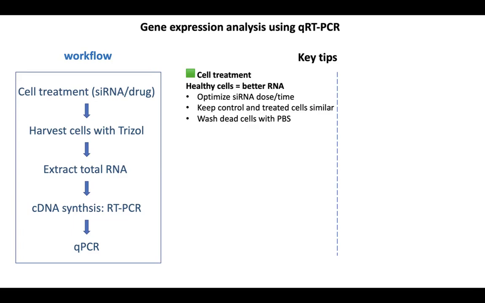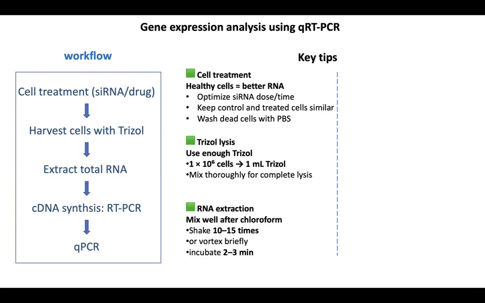At the trizol lysis step, use enough trizol to make sure efficient lysis. A good starting ratio is 1 million cells per 1 milliliter of trizol. At the RNA extraction step, after adding chloroform, mix the sample thoroughly by handshaking or vortex. I recommend vortex for 10 seconds. This step is critical as sufficient mixing ensures RNA recovery.